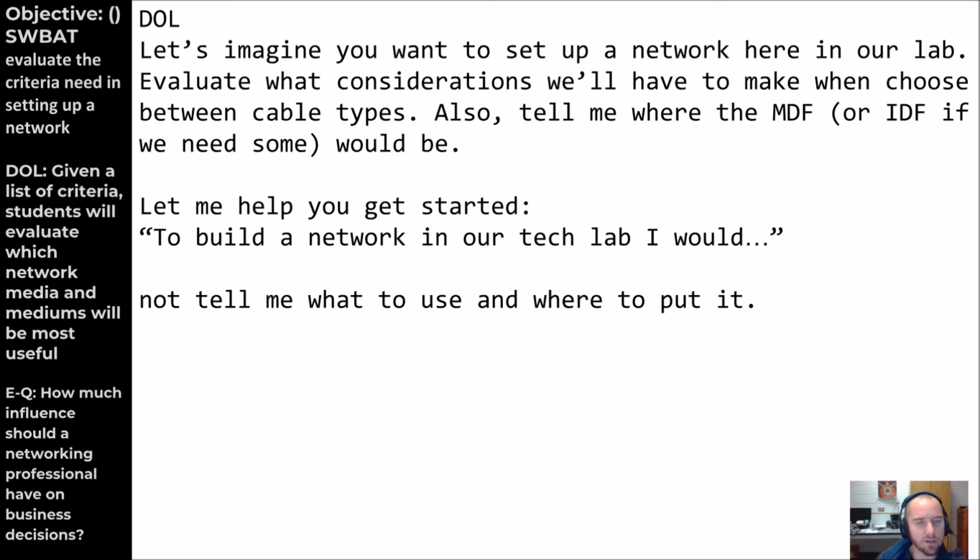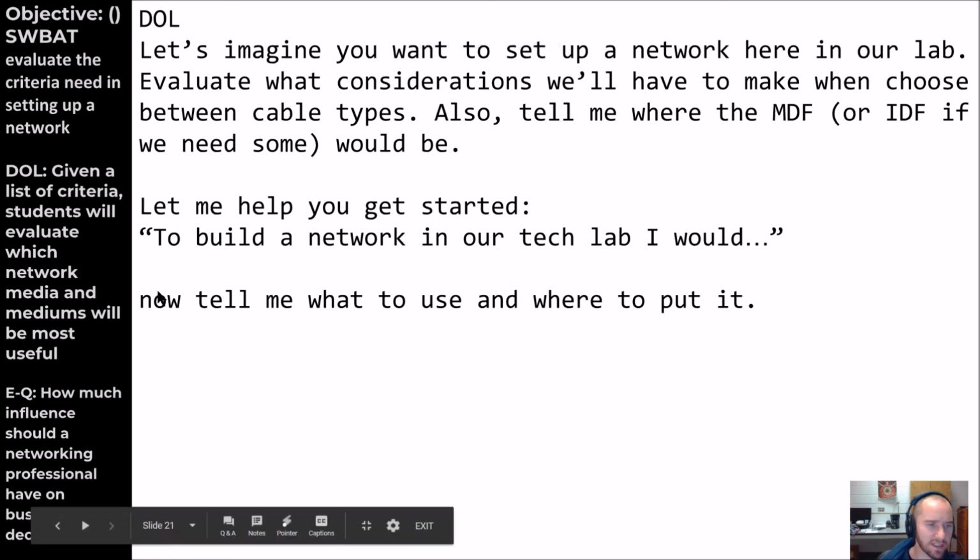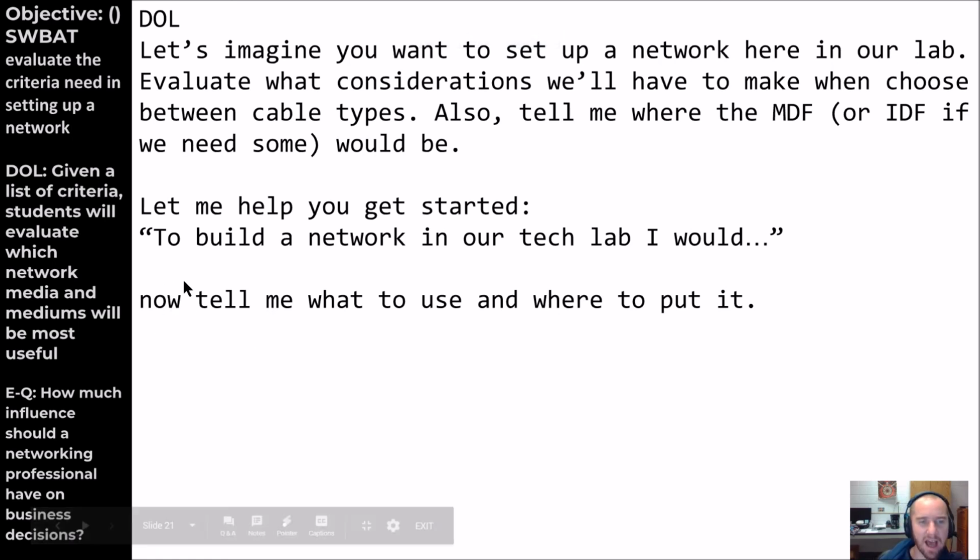So I would start my writing by saying something like, to build a network in our tech lab, I would, and then tell me the first few things you would start to consider to build this wired network. And I realized that word said "not", but I meant to say "now". Tell me what to use, so what type of cabling you think I should use, and where do you think I should put the things that I'm using.